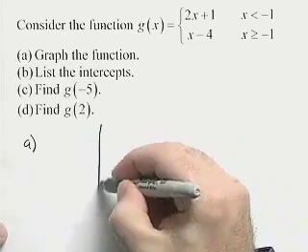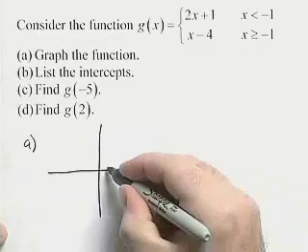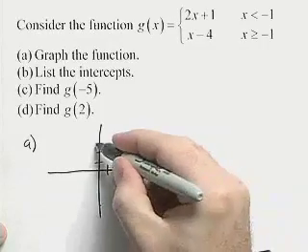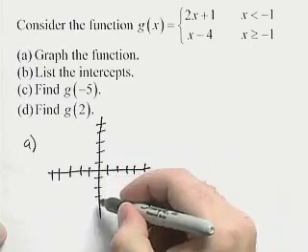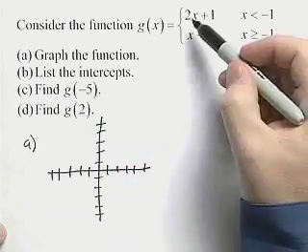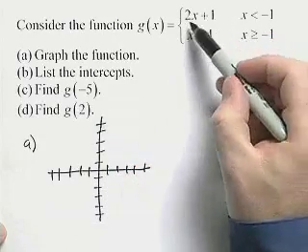We'll make a little grid. 1, 2, 3, 4, 5, on each axis. And we need to graph this function in pieces, so we'll start with the first piece.